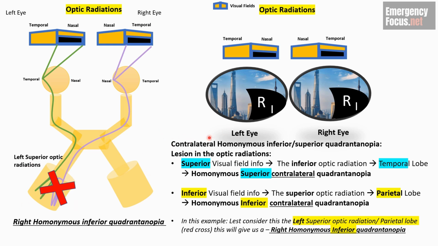In general terms, damage in the optic radiations will give you contralateral because it's the other side. The origin of the damage is on the other side of the visual field defect. If it's the right blindness, then it's the left side. Homonymous, same side. Inferior or superior, depending if the inferior optic radiations or superior optic radiations have been damaged. And then quadrantanopia, because it's only a quarter.